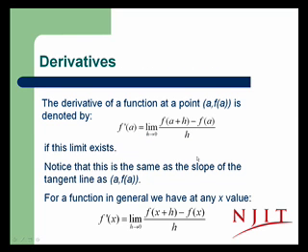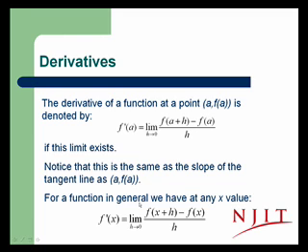Today we'll discuss derivatives. We define the derivative of a function at a point (a, f(a)) to be the limit as h goes to 0 of (f(a+h) - f(a))/h. We can recognize the expression to the right of the limit as the slope of the secant line from x = a to x = a + h. As h goes to 0, the expression becomes the slope of the tangent line. So the derivative of the function is simply the slope of the tangent line, if that limit exists.